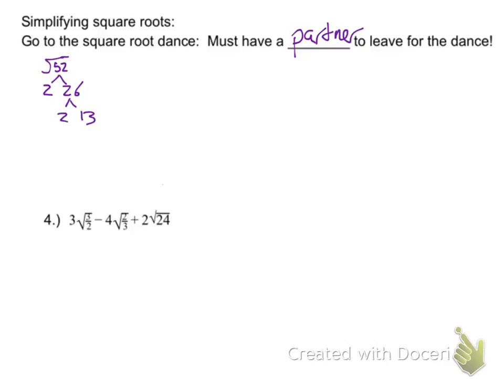13. Is 13 divisible by anything? No. Only 13 and 1. That means it's a prime number. What about 2s? 2 is also a prime number, correct? So, what does it look like? Well, what it looks like then is that the square root of 52 is the same thing as the square root of 2 times 2 times 13.